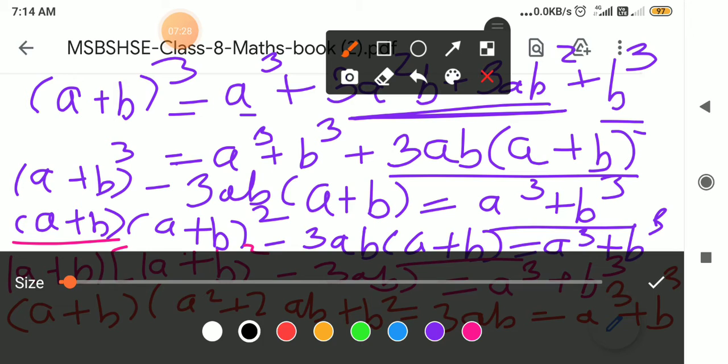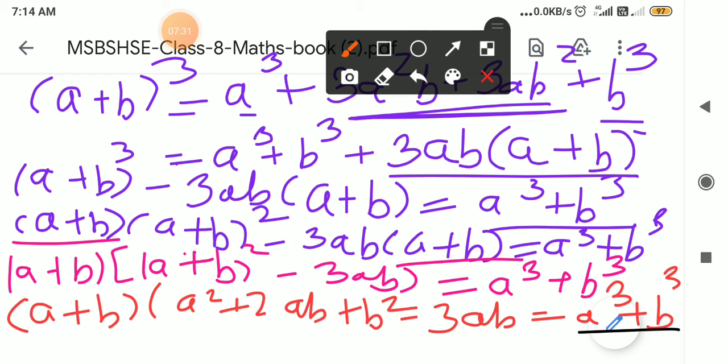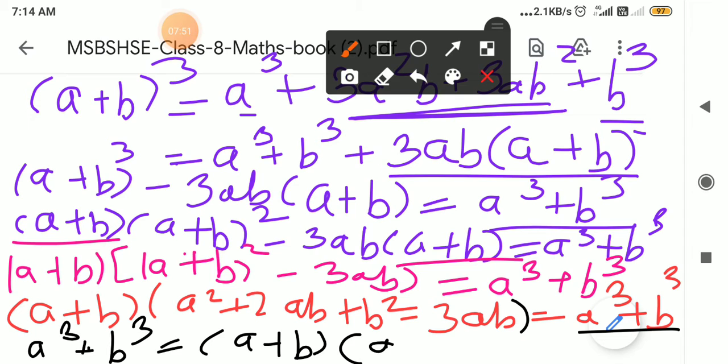Now I will do two steps together. I will write this side, a cube plus b cube is equal to a plus b, as it is. Now a square in another bracket: a square plus 2ab minus 3ab. When we do the subtraction, we get minus ab.